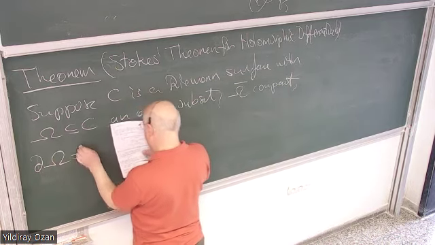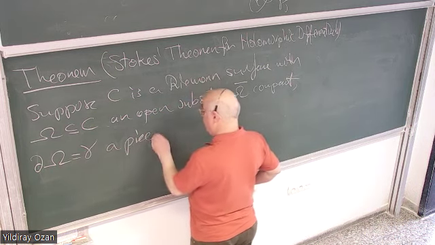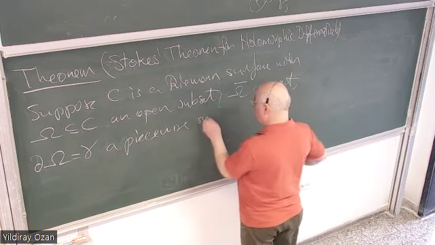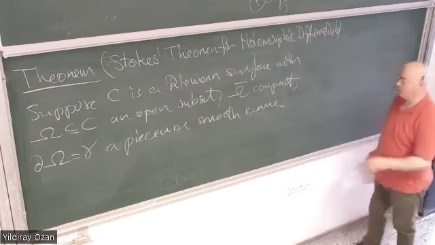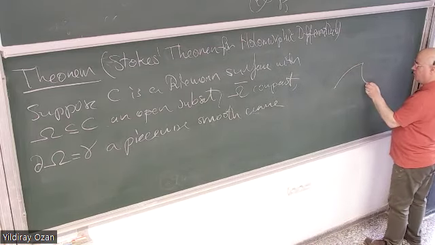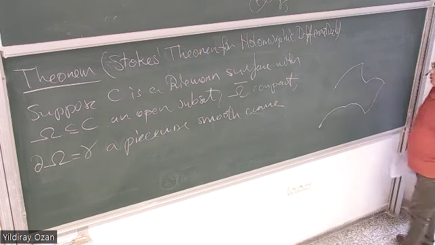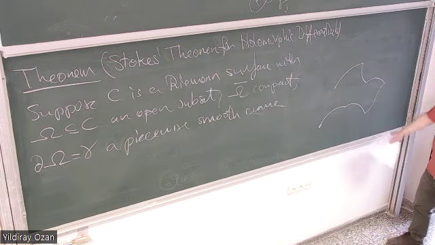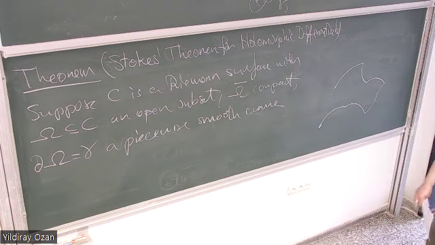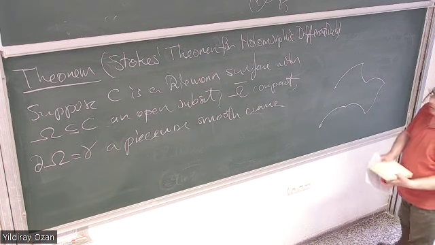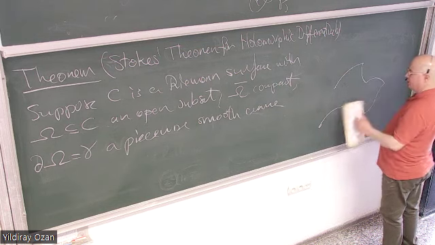Boundary of this, gamma, a piecewise smooth curve. Piecewise smooth, it's like this, you know. It may have some corners, but besides finitely many points, it's differentiable so that you can take integral over that, okay? If it is not piecewise differentiable, then you may not take integral. Integral may not exist.